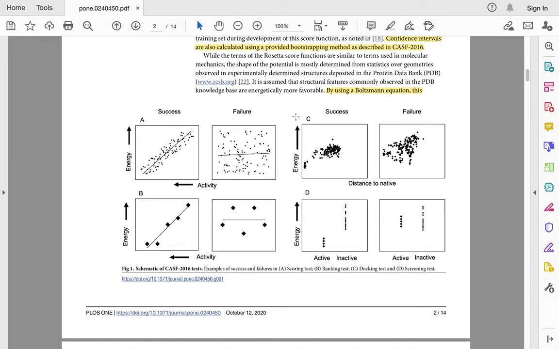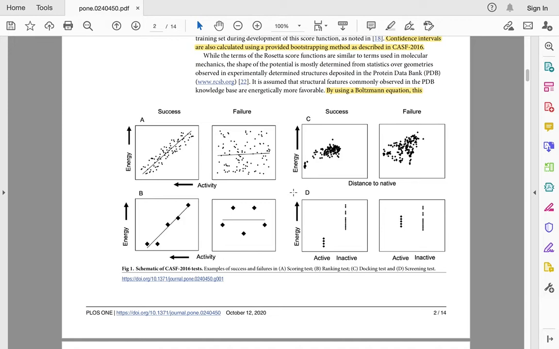And C is docking test. It analyzes functions' ability to distinguish true ligand binding orientation from decoys. Here, the distance to native, also known as RMSD.